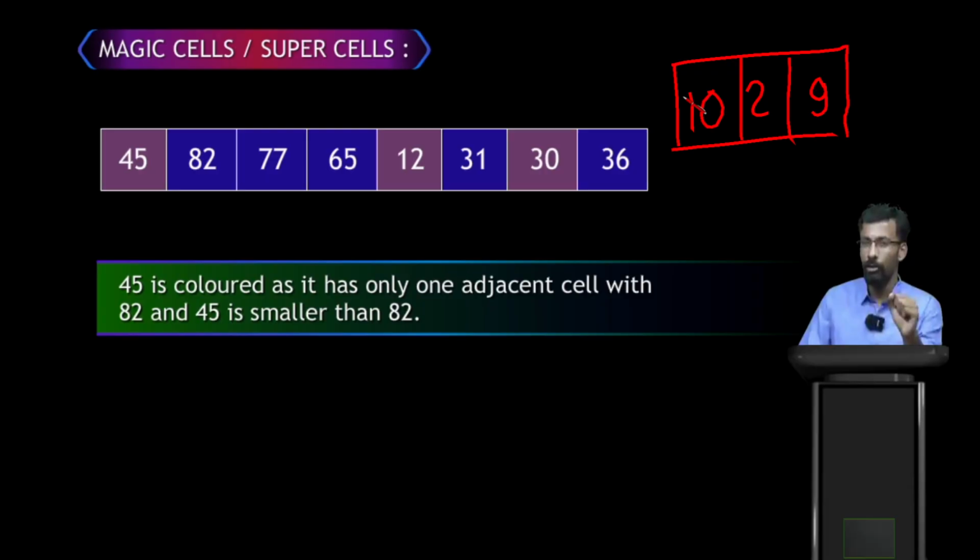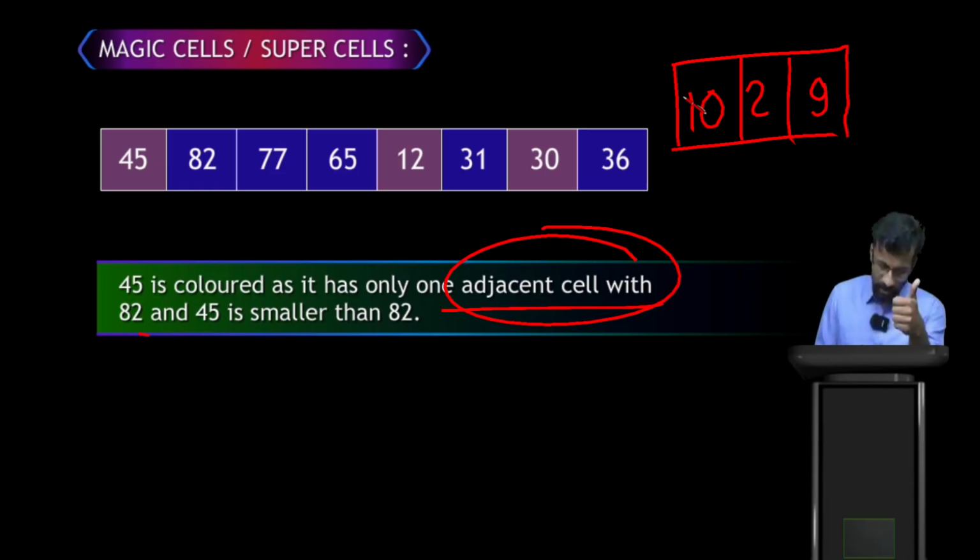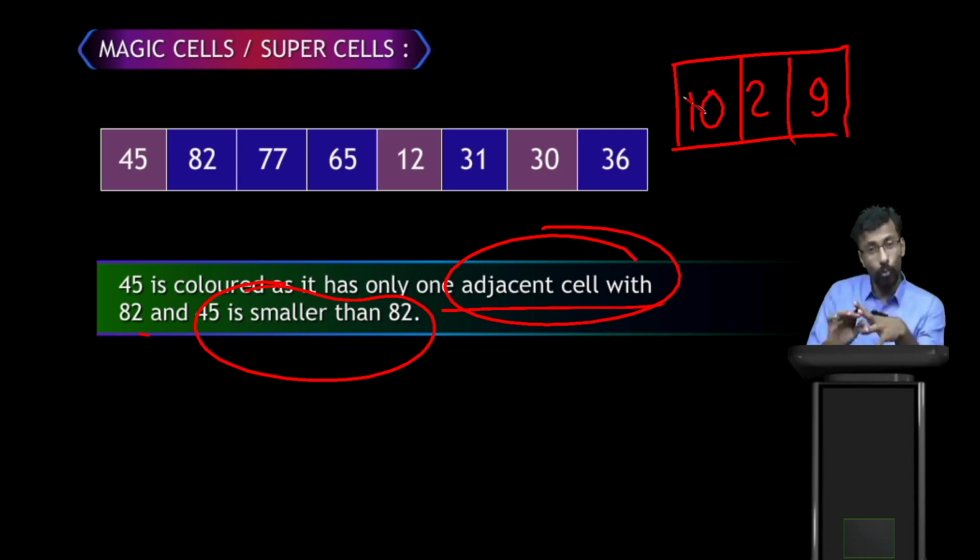So which cell should be colored? Adjacent cells: one adjacent cell is 82, and 45 is smaller than 82. Whichever number is smaller among these numbers, that number cell should be colored. So in that case, this one should be colored. Got it? This one should be colored.